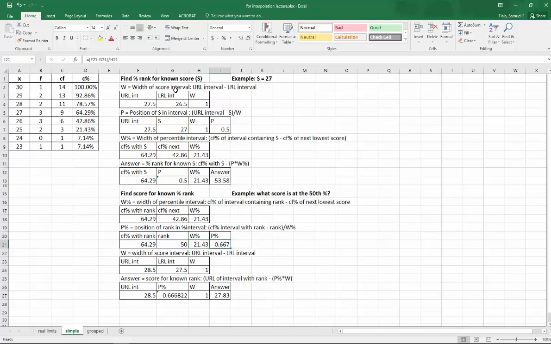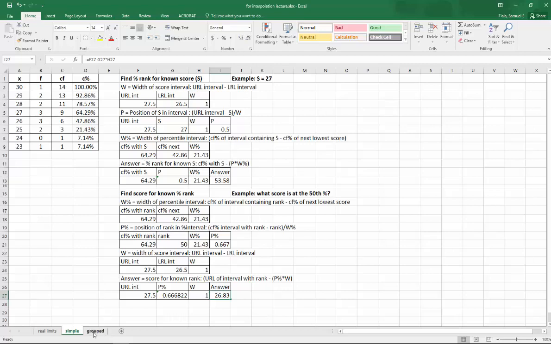So this position, okay, within that 27 grouping, it's up about 2/3 of the way, 0.667. Right, upper real limit, not really going to change anything, but to be accurate, we're going from 27.5 to 26.5. Still 1. Upper real limit auto-populated from what I had before. P grabbed it from up there as well. W grabbed it. The answer is 26.83. So 50% of the scores are below 26.3 and 50% of the scores are above 26.83.